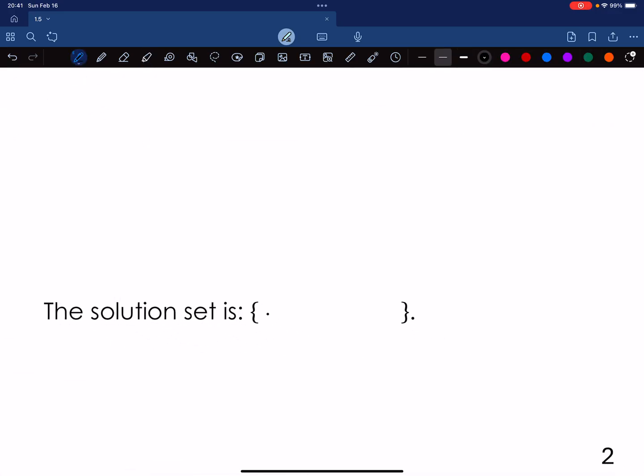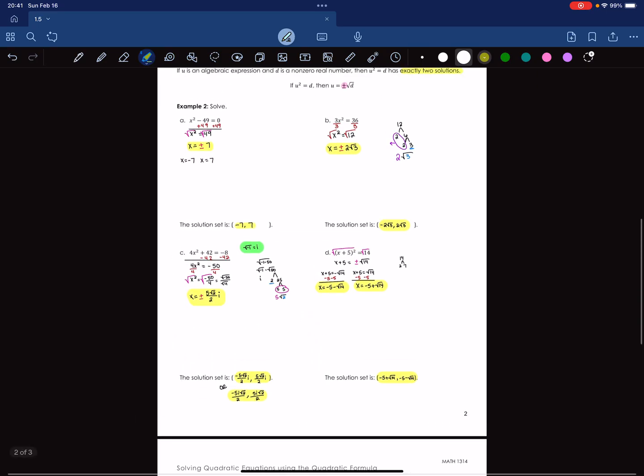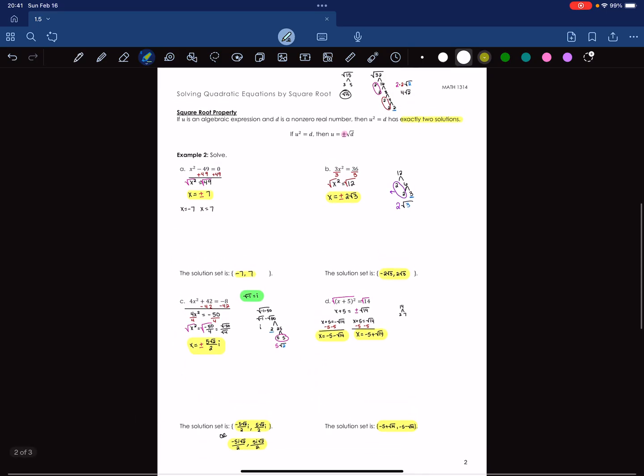So we have -5 plus the square root of 14, comma, make sure that comma is not in the radical, and then -5 minus the square root of 14. It does not matter the order in which you write them in. Okay, if you wanted to put the minus first and the plus second, that's fine. Just make sure this comma does not end up underneath the radical. That is a very common mistake. So that is solving using the square root property.